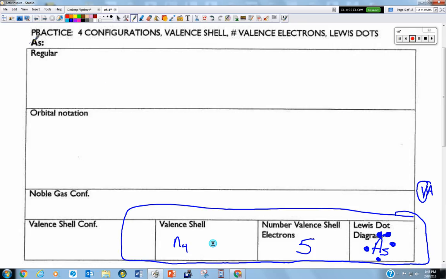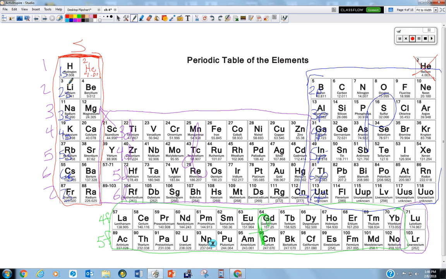So in order to do this, remember we're dealing with arsenic. The first one we're going to talk about is regular order configuration. So let's go back to our periodic table. Well, let me erase a couple of things just because it's in the way a little bit. But so starting off here, we are looking at arsenic, so we're looking at this element right here.